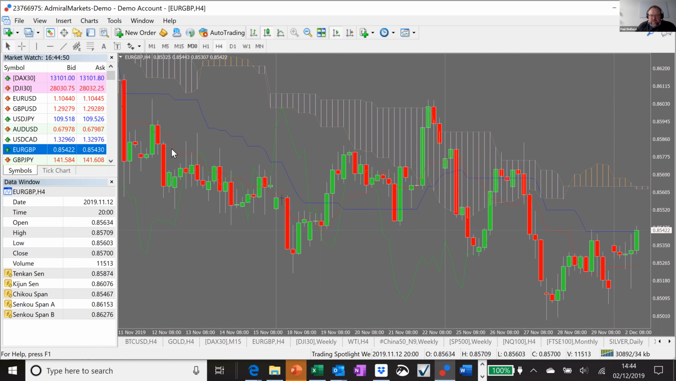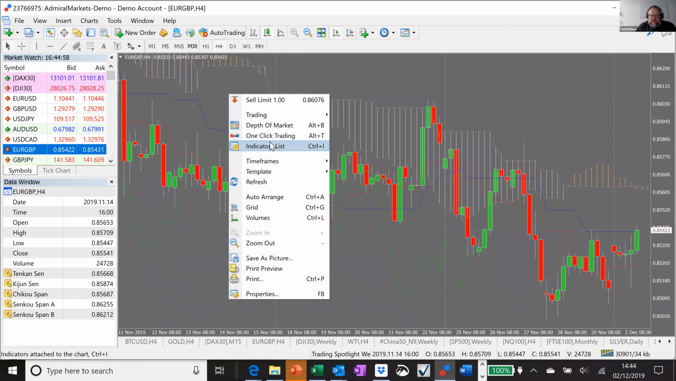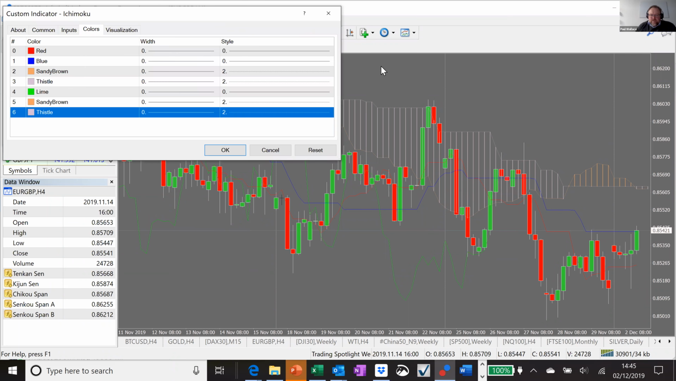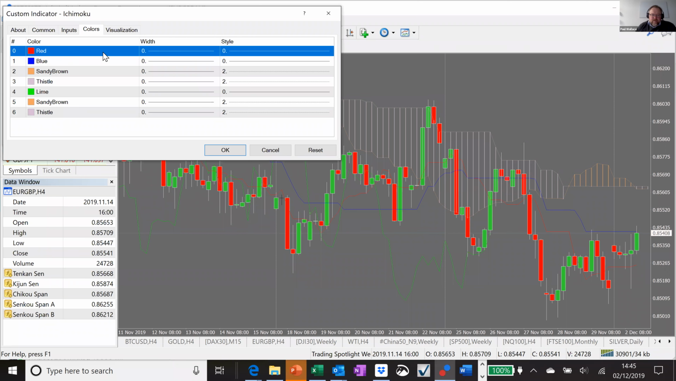One of the other elements I particularly like to use is, I noticed that the conversion line and the baseline are not as strong as I would like, okay? And that's very easily rectified. So we just go to my indicator list and go to Ichimoku and edit. And we can see the red and blue lines, and I'm just wanting to make them a.